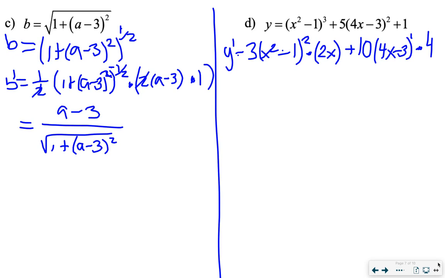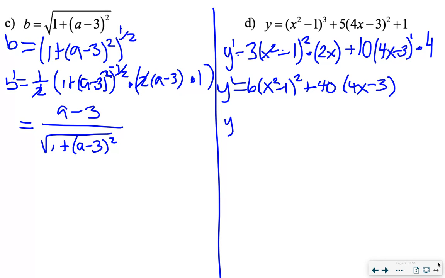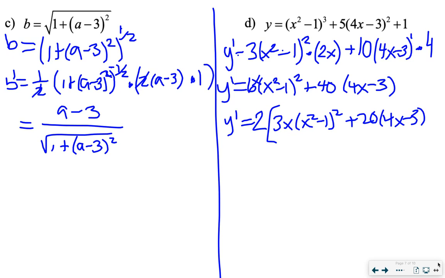Alrighty, and then we can clean up a little bit. Then we got 6x times x squared minus 1 squared plus 40. Alright, and I can factor out a 2 here. Oh, I think I dropped my x up there. Here we go. So 2 times 3x times x squared minus 1 squared plus 20 times 4x minus 3. And we'll call that one done.